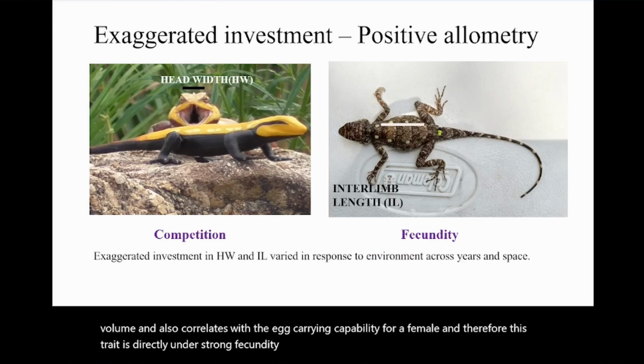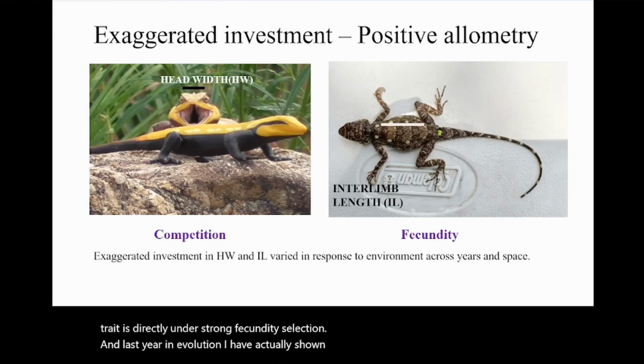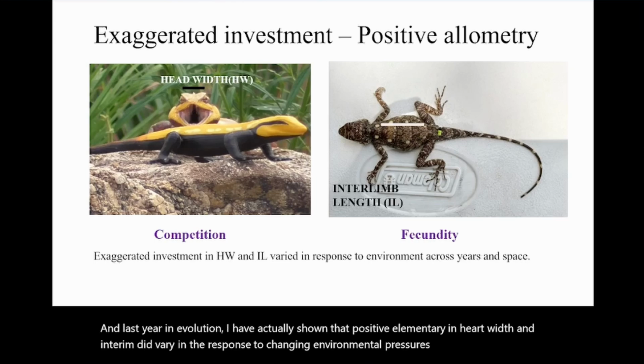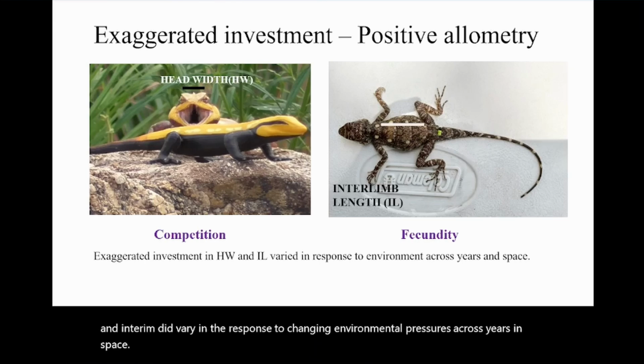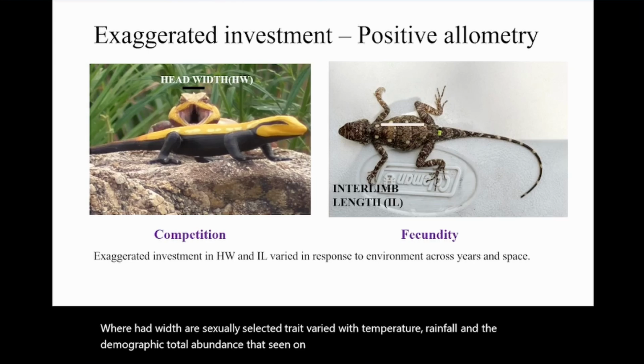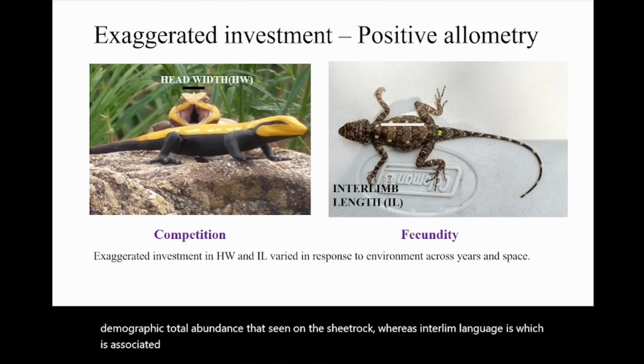And last year in Evolution, I showed that positive allometry in head width and interlimb length did vary in response to changing environmental pressures across years and space. Head width, a sexually selected trait, varied with temperature, rainfall, and the total abundance seen on the sheetrock, whereas interlimb length, which is associated with fecundity, only changed with changing resource levels.